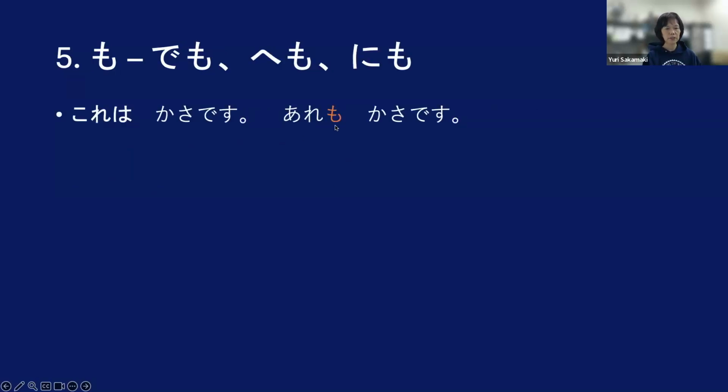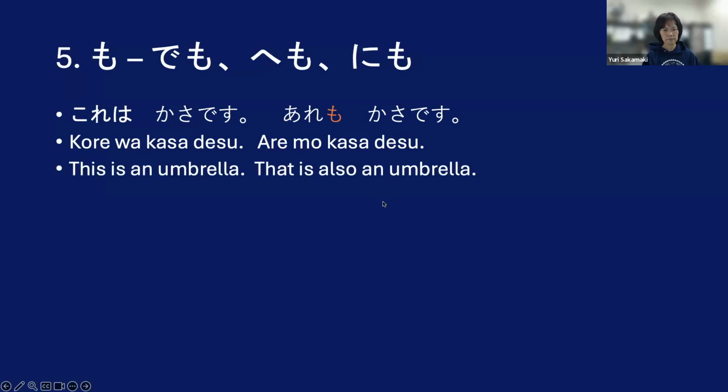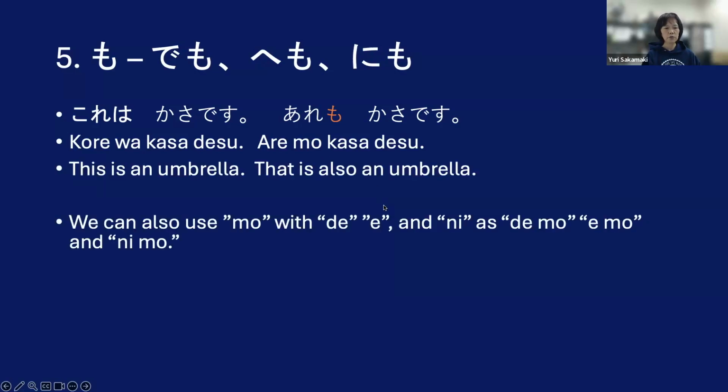For example, this is just a single mo. これは傘です。あれも傘です。So this one is an umbrella, that one is an umbrella also. We can also use mo with de, e, and ni as demo, emo, ni mo.